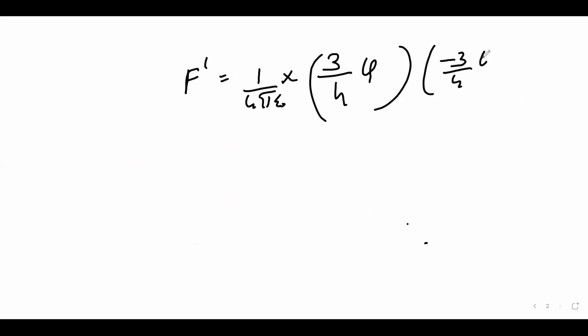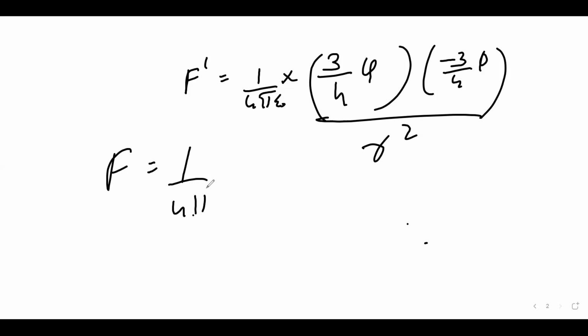Minus 3 by 4 Q by R square. So this and all is not required. But already the electric force formula is 1 by 4 pi epsilon naught into Q square by R square. Again, I'm not focused on the variables. I'm just focused on getting the answer.